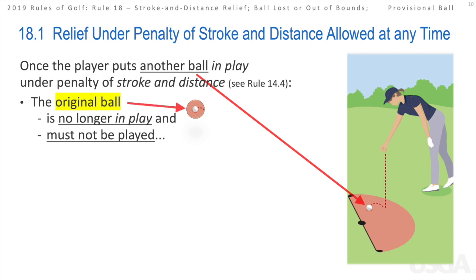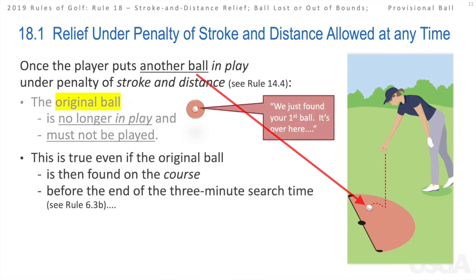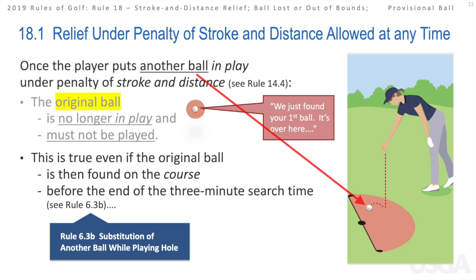Once the player puts another ball into play, it's important to know that the original ball is no longer an option for them to play. They must not play that ball. And this is true even if the original ball ends up being found within the 3-minute time period. Because that ball has been put into play or substituted in, the golfer cannot then proceed with the original ball. They've already taken an action and have to continue with the golf ball they put in play under stroke and distance.